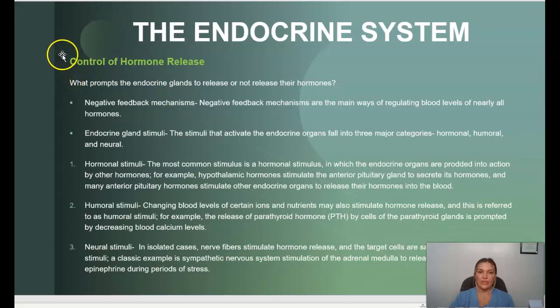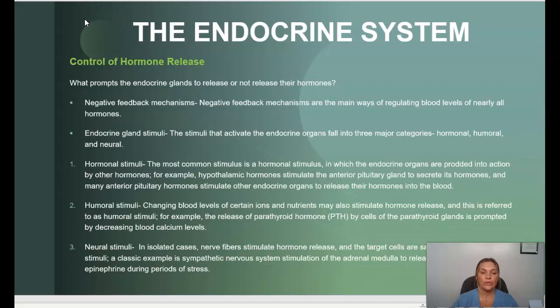Here, this was important for me to share with you, is the control of hormone release. What prompts the endocrine glands to release or not release their hormones? Well, negative feedback mechanisms are the main ways of regulating blood levels of nearly all hormones. And the endocrine gland stimuli that activate the endocrine organs fall into three main categories: hormonal, humoral, and neural.